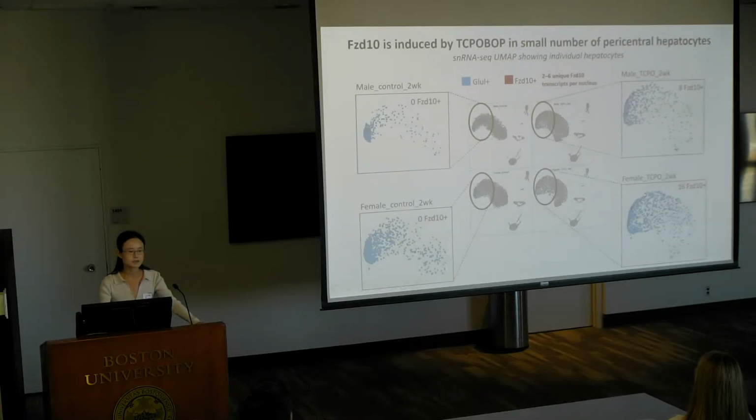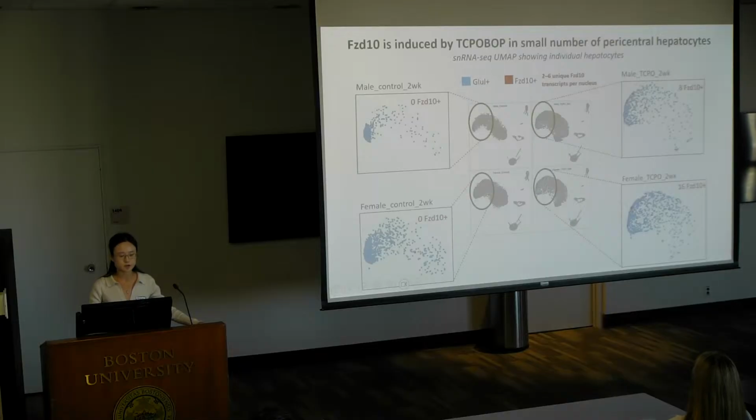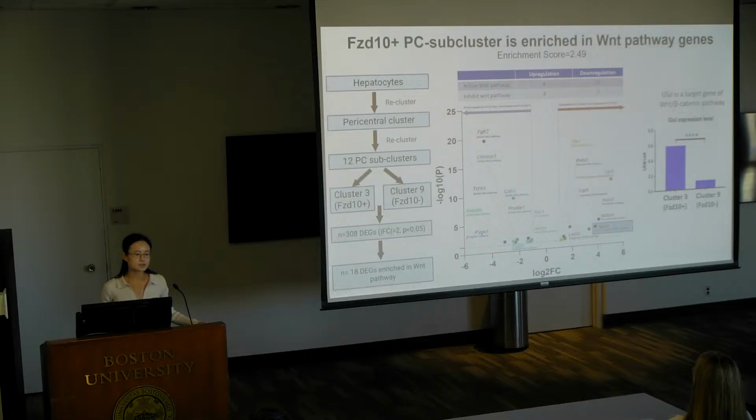So here is a single nuclear RNA-seq UMAP. We can see that frisoten is induced by TC pop-up in a small number of pericentral hepatocytes. So we can see that these red dots are frisoten positive cells, and the blue dots are GLUL, which is a target gene of the pericentral hepatocytes. So in this case, we only focused on the pericentral hepatocytes.